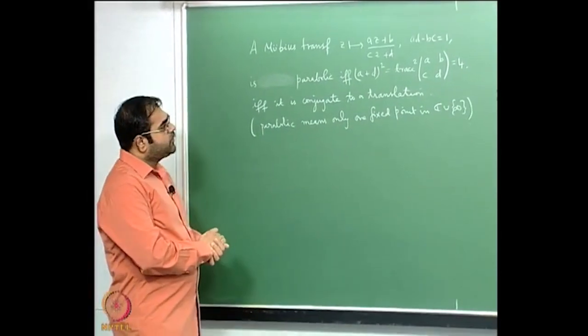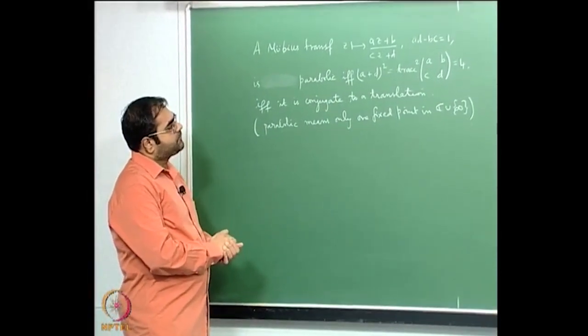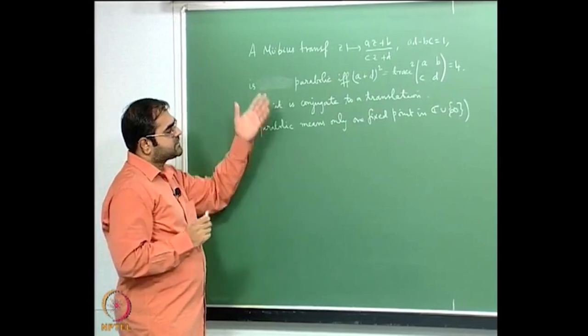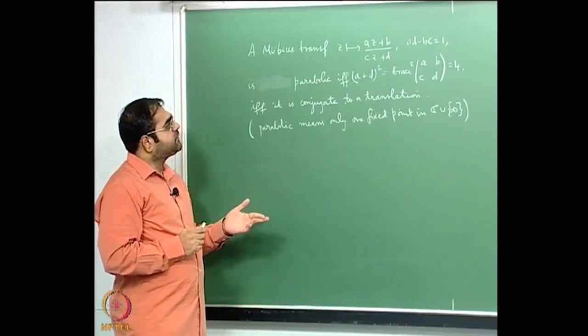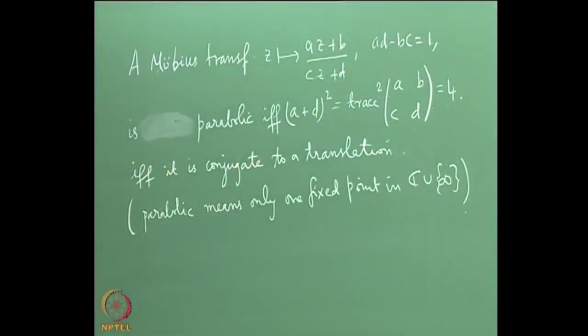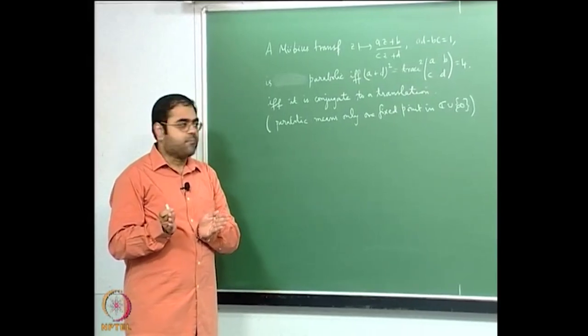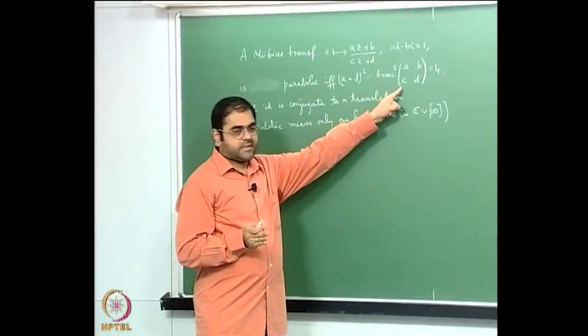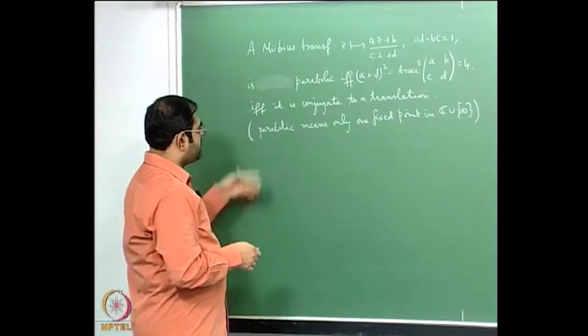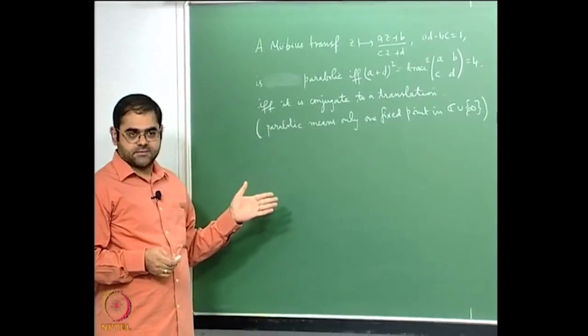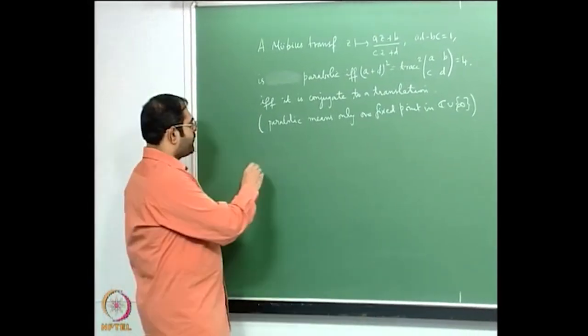So you can see that the way this is going, the classification of Moebius transformations is being done in two ways, by thinking along two directions. One is by looking at the number of fixed points. The other thing is by looking at trace squared. Okay. So let me look at the other cases, right.